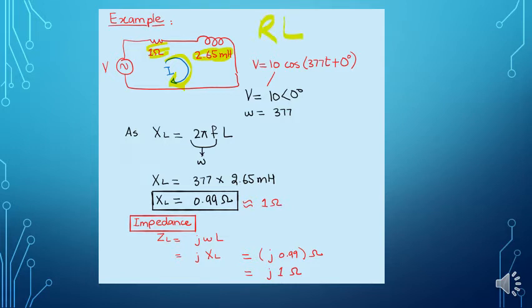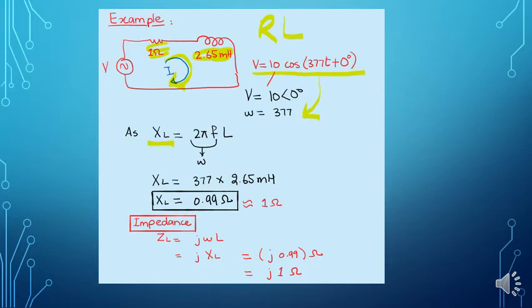Why? Because this circuit is having a resistor R and an inductor which is represented by L. The value of resistor is 1 ohm and the value of inductor is 2.65 millihenry. What we are going to find out is the current in our series RL circuit. The input is V equals 10 cos 377 t plus 0 degrees. As we have already studied this formula in my previous lectures, V is 10 and angle is 0 and omega is 377.